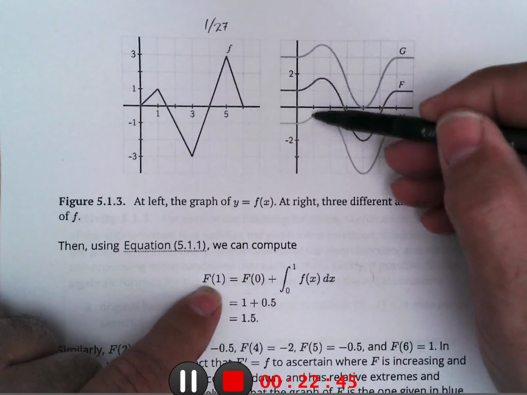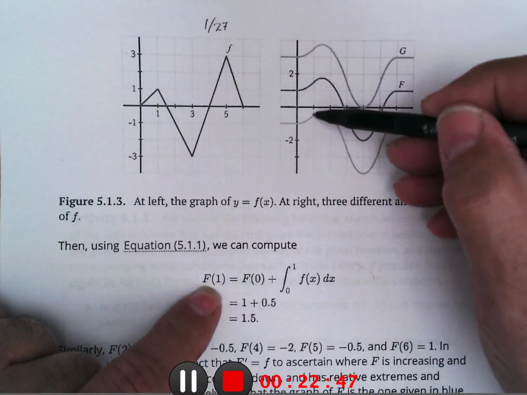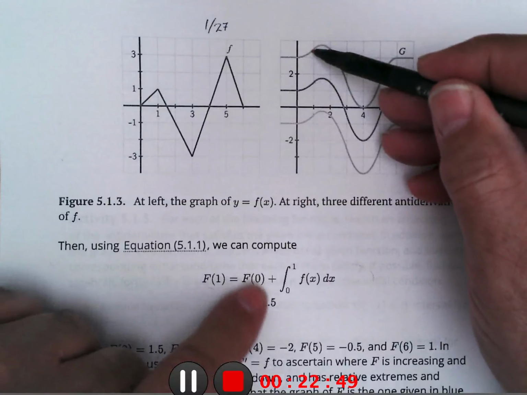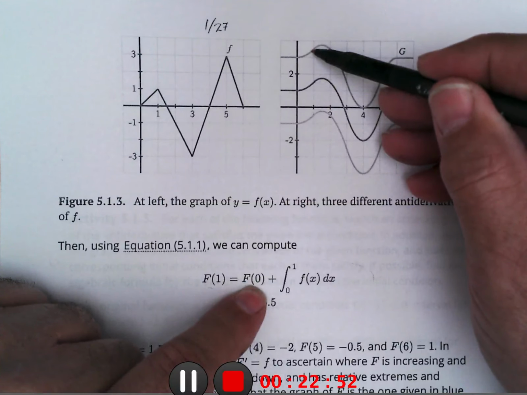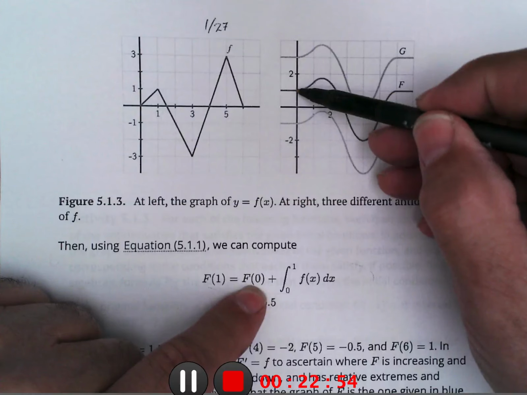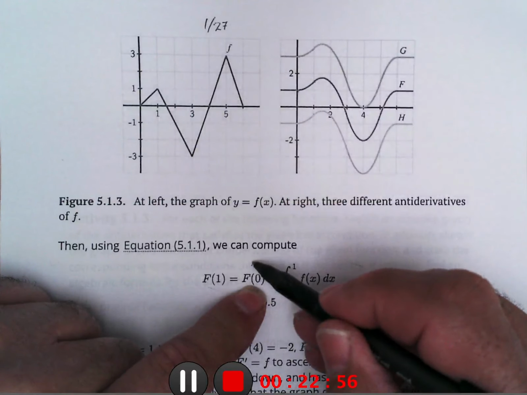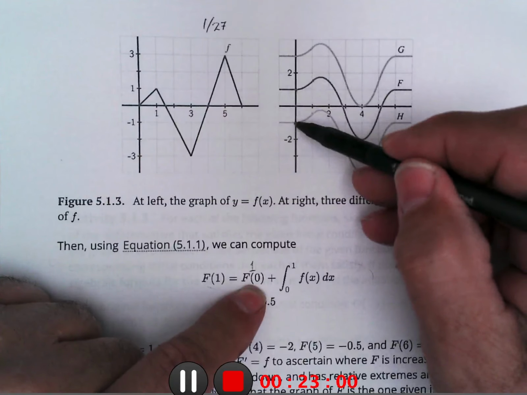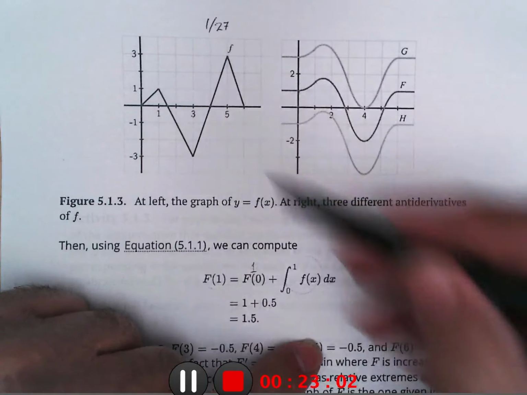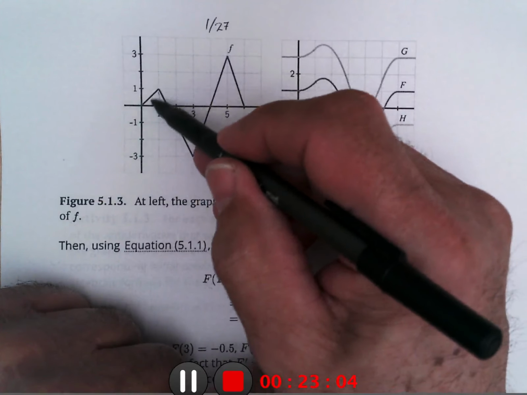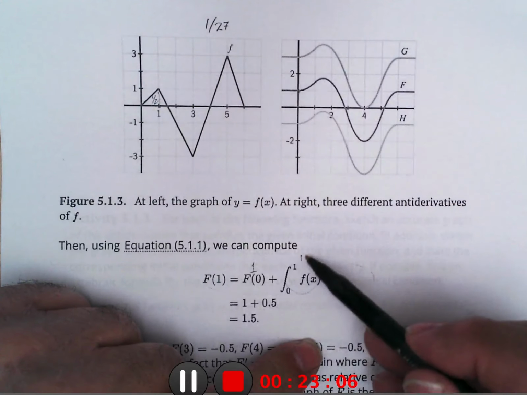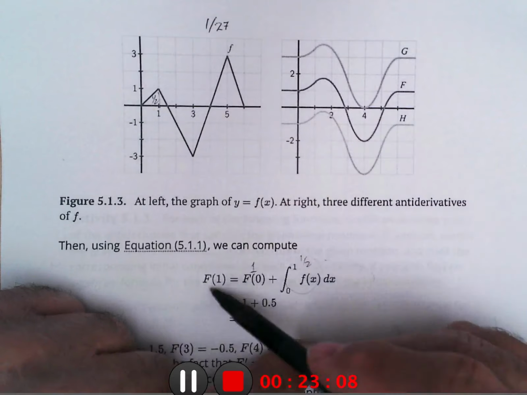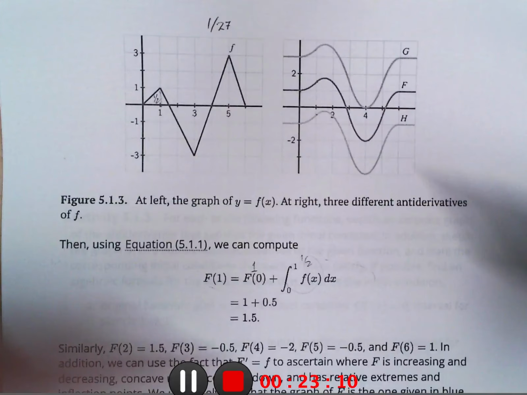At 1, looking at how high it was at 0, which we had as 1. They told us to do 1 for the original, but they could have said 3 or -1, plus the area under the curve, and that area under the curve was 1/2. So 1/2 plus 1 will give you the height at 1, 1.5. This is exactly what we did.